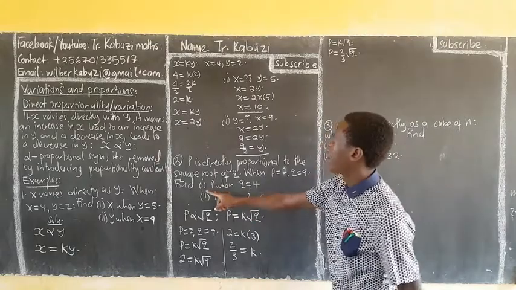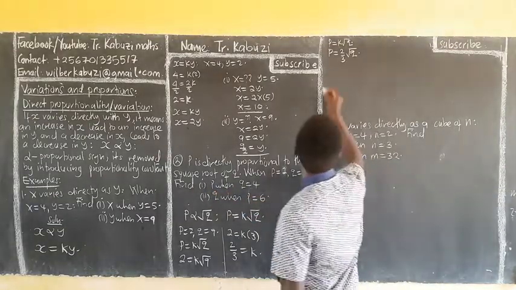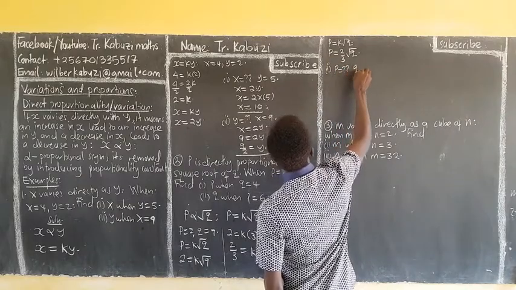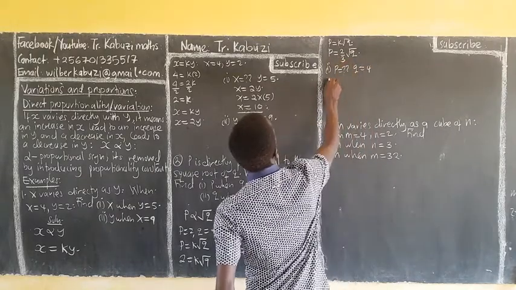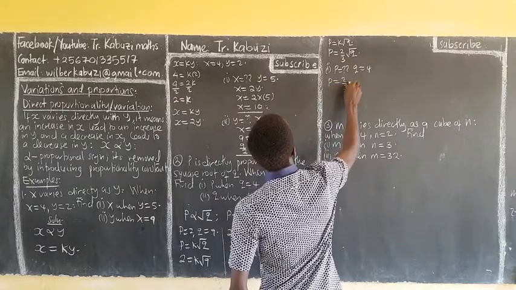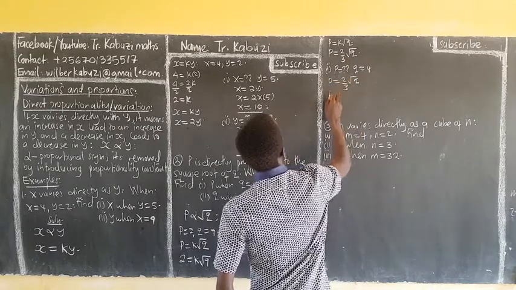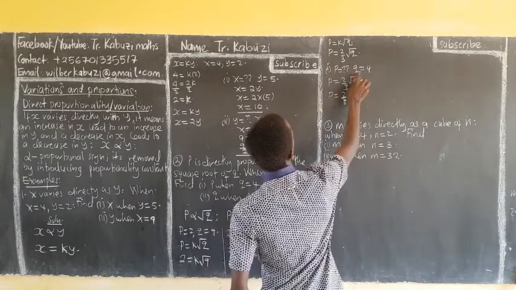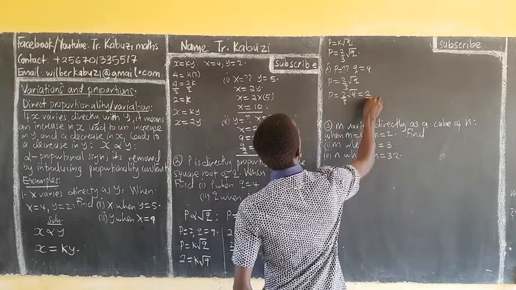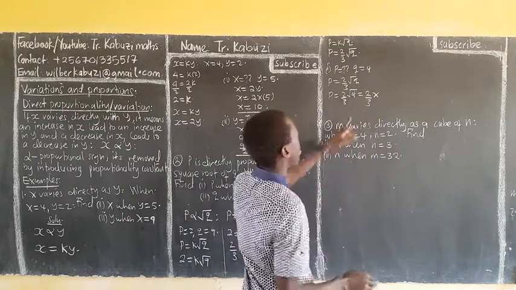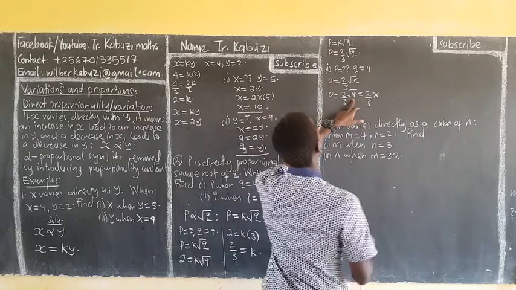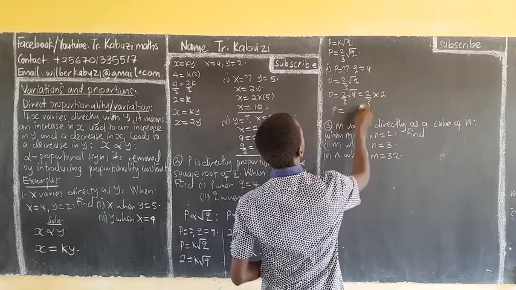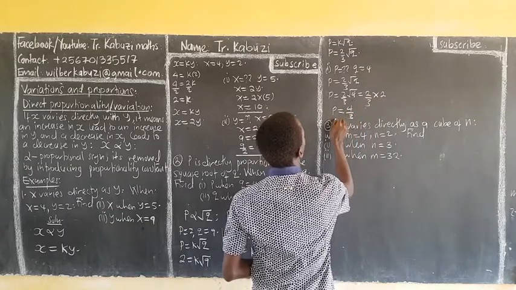Problem number 1, find p when q is 4. So problem number 1, they want us to get p when q is 4. We put in this formula. Our p is 2 over 3 root q. So I want p, then root 4, because q is 4, which will be 2 over 3 times square root of 4. Square root of 4 is 2. So your p is going to be 2 times 2, 4 over 3.